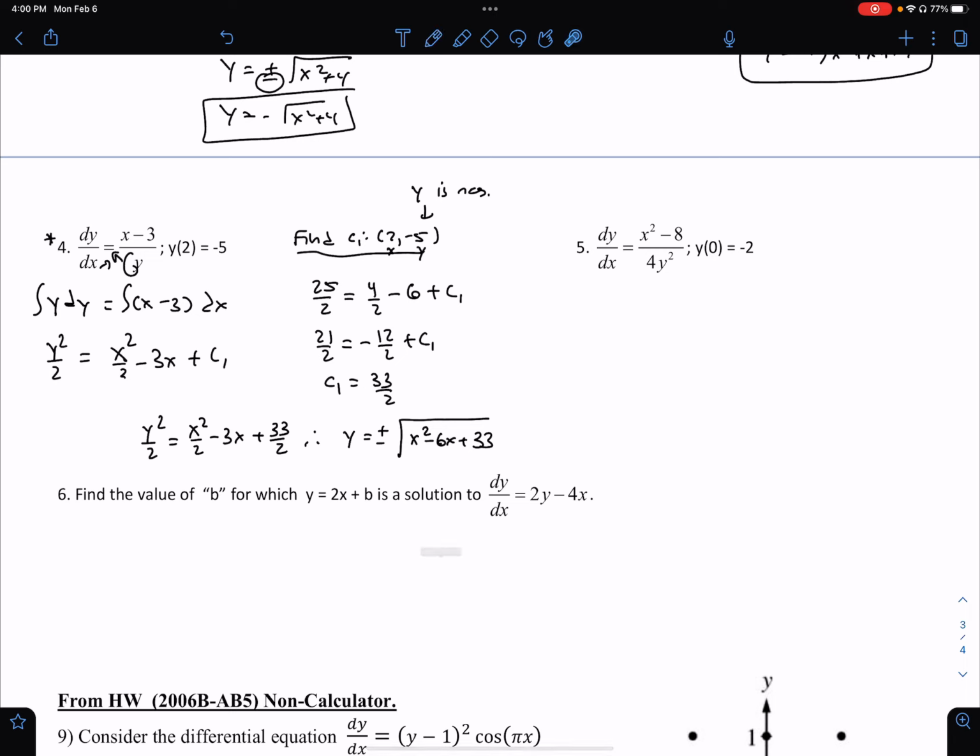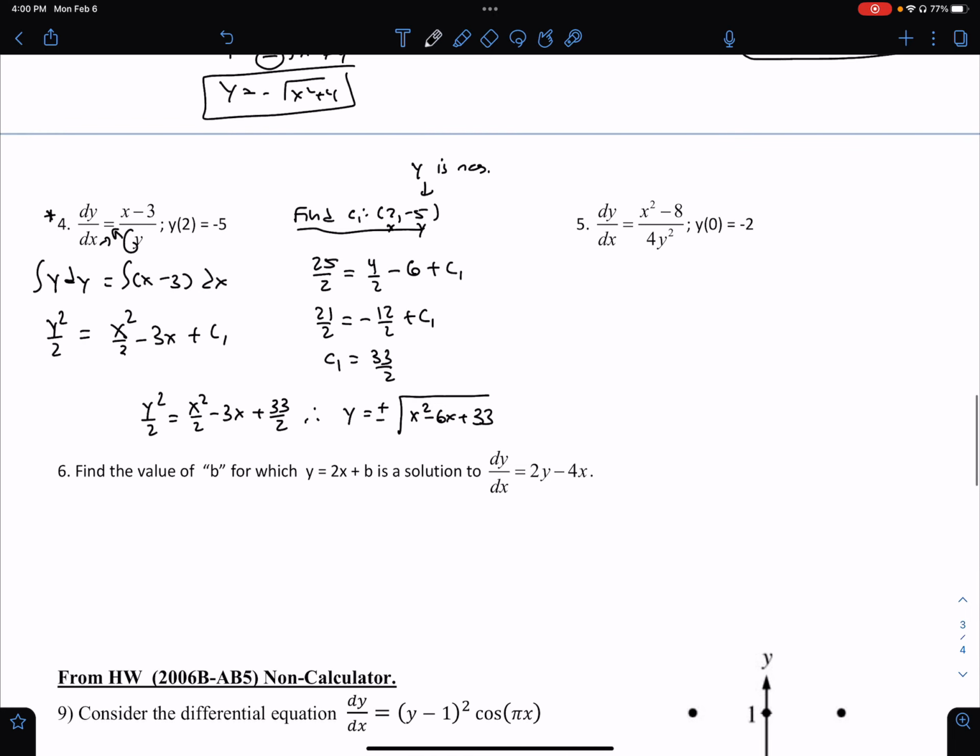The AP needs to know that you know the algebra here. We only want the negative one. That's what my rule says here. So we pick the negative, and therefore we would get y equals negative square root of x squared minus 6x plus 33. And there's our answer.